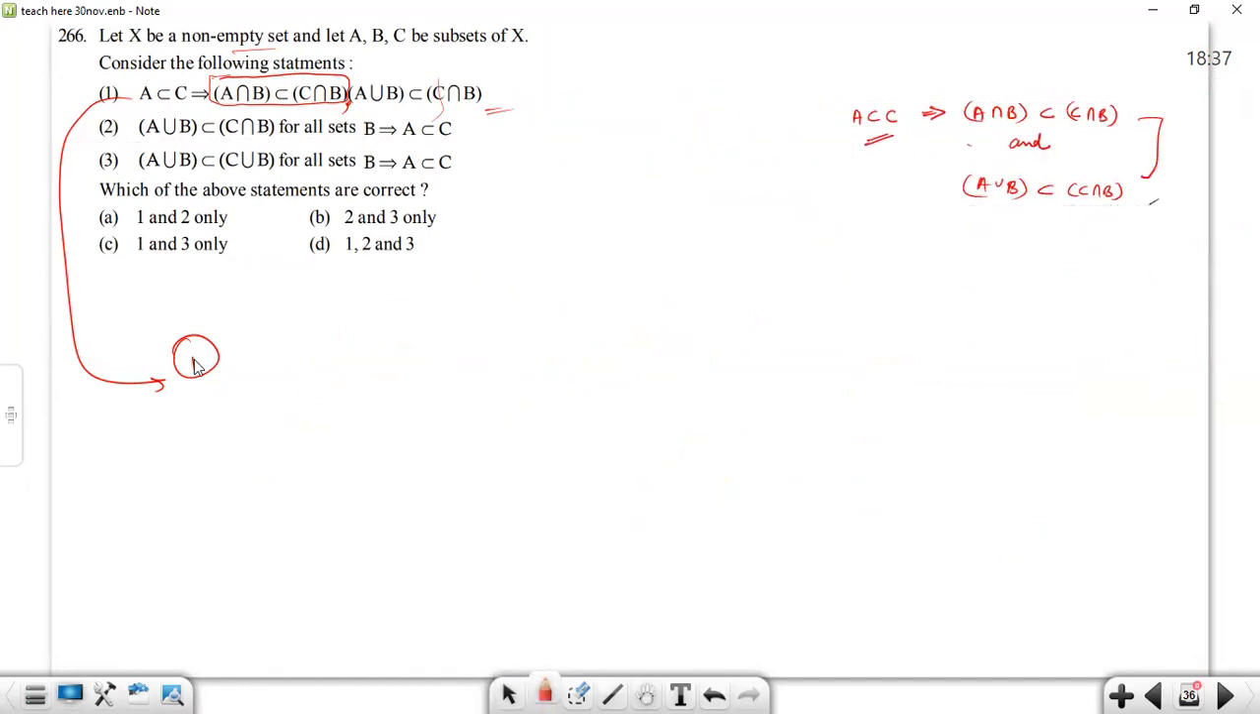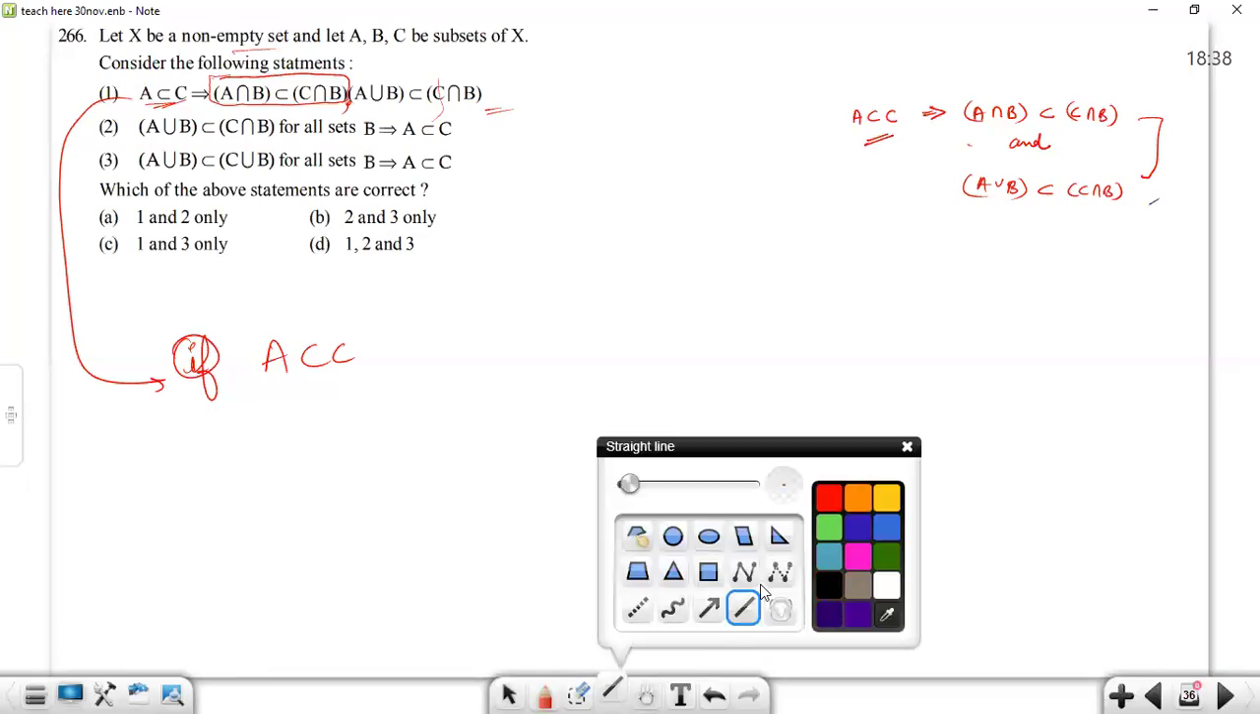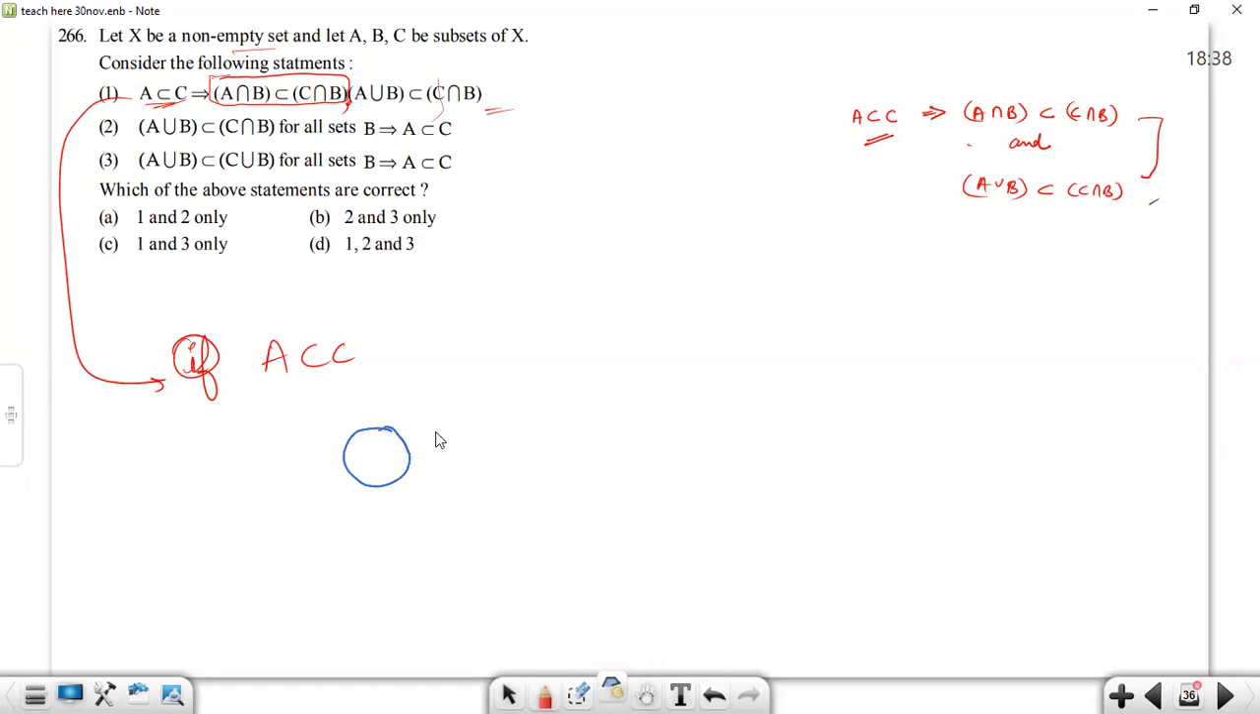So first, considering A is a subset of C, this particular condition is true in all of the sets. If there are three sets, A, B, and C, and A is a subset of C, then A has to be completely included in set C. So if we draw this is the A set, and the C set has to be bigger than this and include set A.